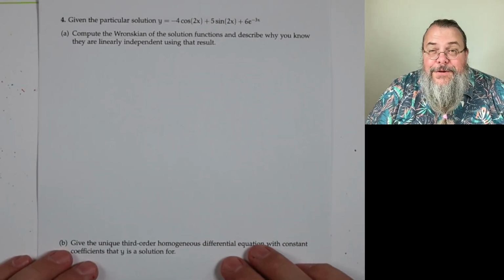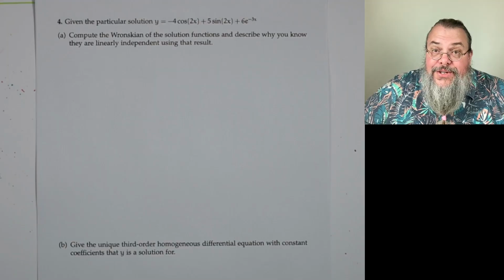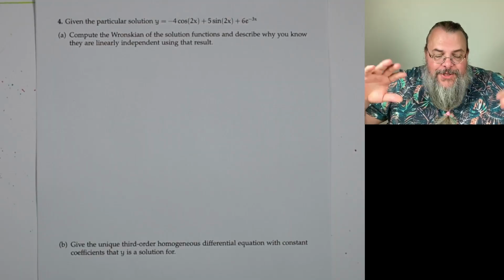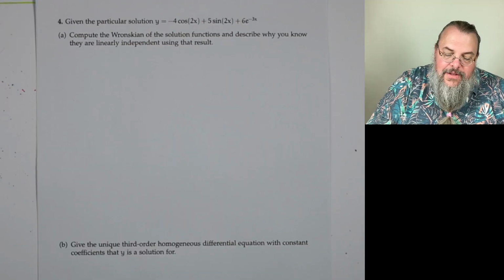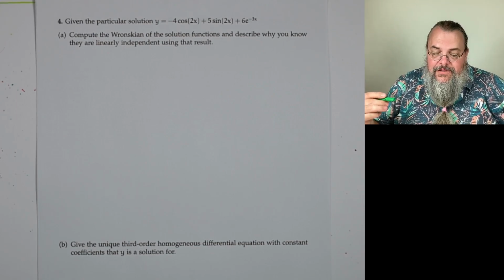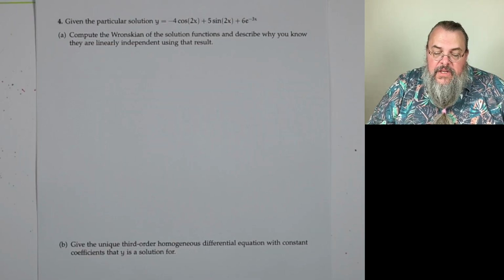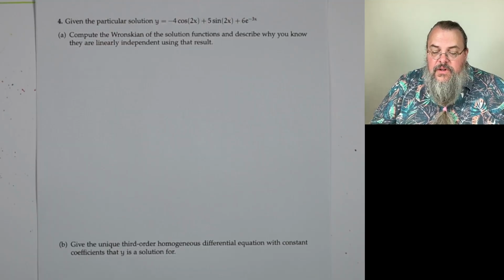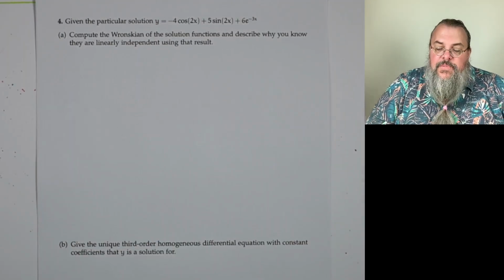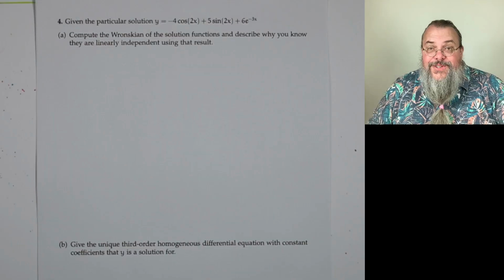Okay, number 4. We're halfway done. So we have the particular solution. So that means somewhere out there's a differential equation, and this is a solution to it. And we have minus 4 cosine 2x, plus 5 sine 2x, and plus 6 e to the minus 3x. And it says, compute the Wronskian of the solution functions and describe why you know that they are linearly independent using that result.